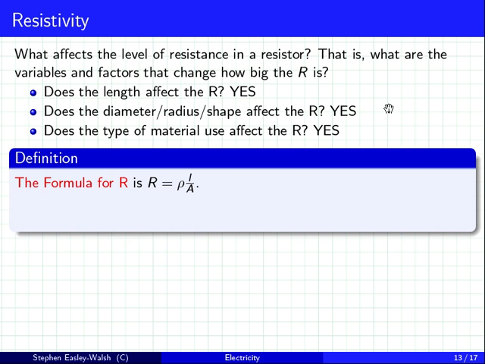Okay. So you can put all these together and get this formula. The formula for the resistance is rho. Now this is not density. It's a constant. Rho L over A. What do you think the L is? The length. And A. Area.